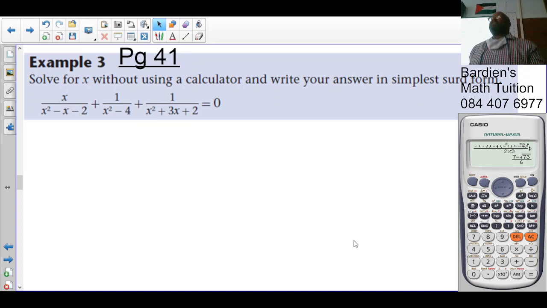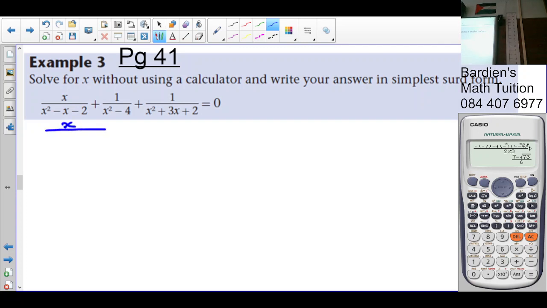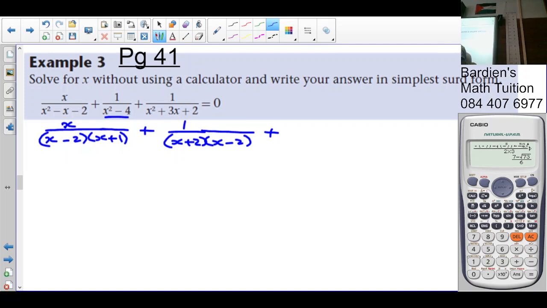So what did you say the first thing is? Factorize the denominator. Let's go. It's going to be x into x minus 2, x plus 1. So you still need to know some factorization, okay? The easy ones. Plus, what's going to happen here? x plus 2, x minus 2, difference of 2 squares. Plus, again trinomial, 1 over x plus 2, x plus 1 equals 0.